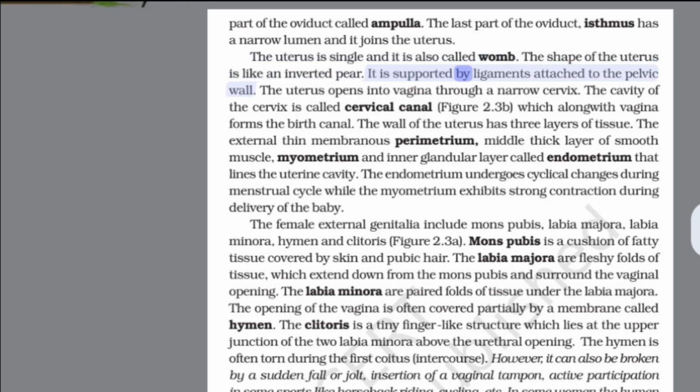It is supported by ligaments attached to the pelvic wall. The uterus opens into the vagina through a narrow cervix. The cavity of the cervix is called the cervical canal, which along with the vagina forms the birth canal.